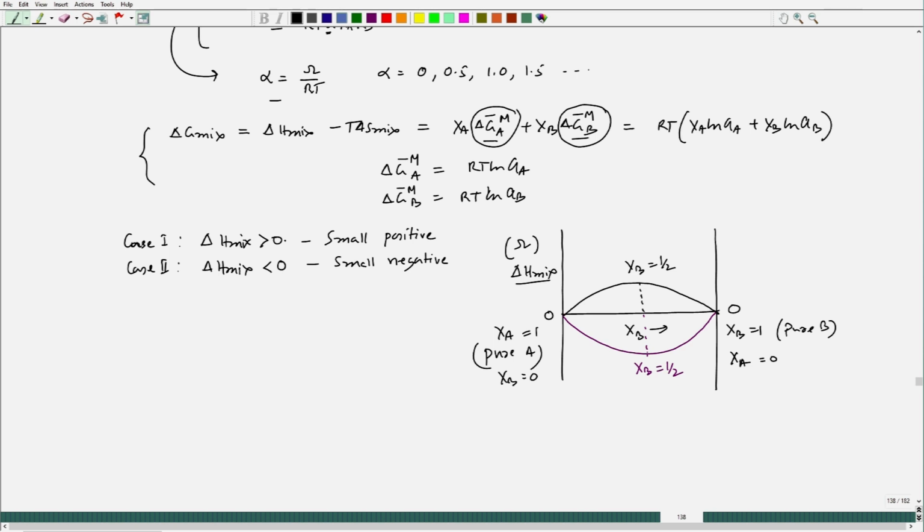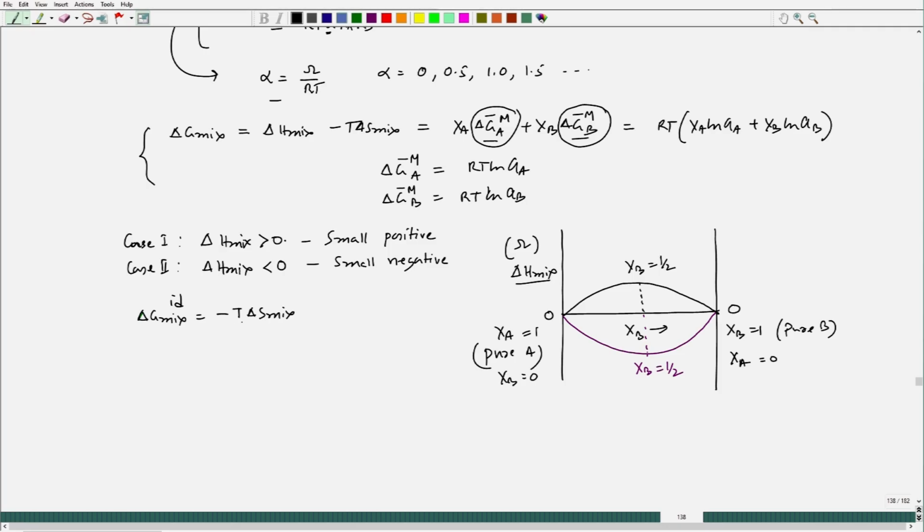Now, what would be its effect on delta G mix? So, that effect can be found out. Let us say I plot another here, taking this information here. So, let us take delta G mix when it is ideal. So, delta G mix when it is in case of ideal will be nothing but minus T del S mix.